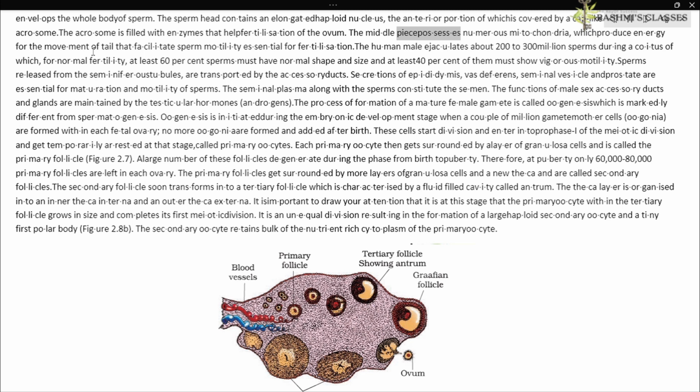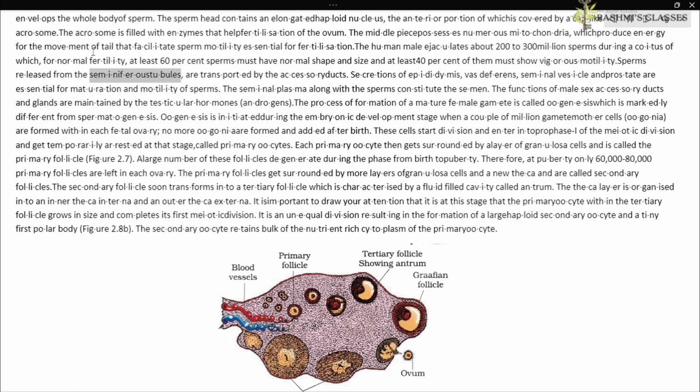The middle piece possesses numerous mitochondria, which produce energy for the movement of the tail that facilitates sperm motility essential for fertilization. The human male ejaculates about 200 to 300 million sperms during a coitus, of which, for normal fertility, at least 60% of sperms must have normal shape and size and at least 40% of them must show vigorous motility.